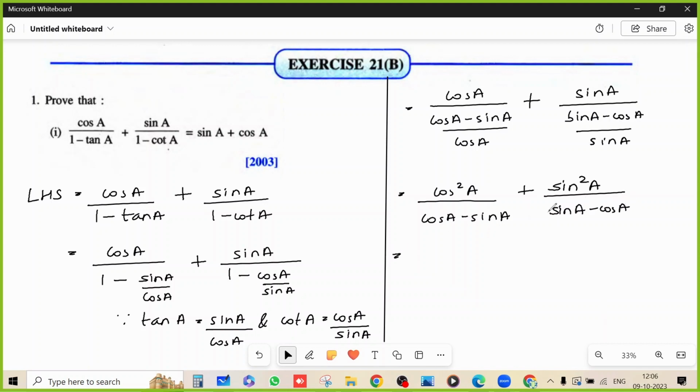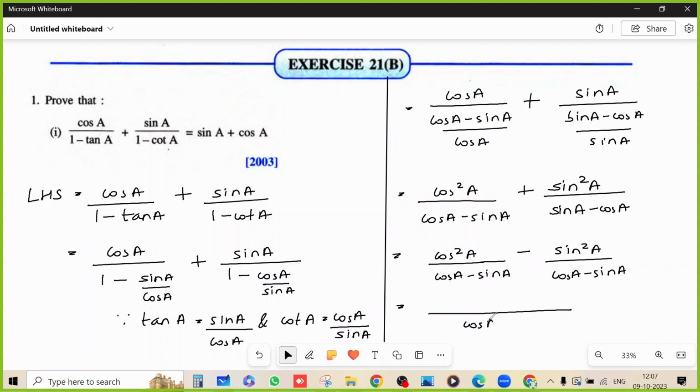To make the denominator same, we will take the minus sign common from this denominator. So, this will become cos square A divided by cos A minus sin A minus, since we are taking the negative sign common here, sin square A divided by cos A minus sin A. Now, we will take the denominator here which is common, that is cos A minus sin A, and the numerator now becomes cos square A minus sin square A.